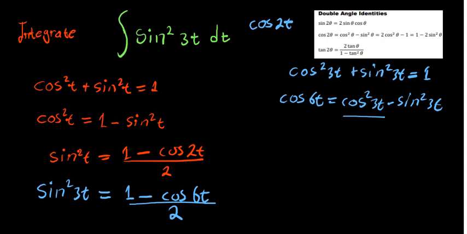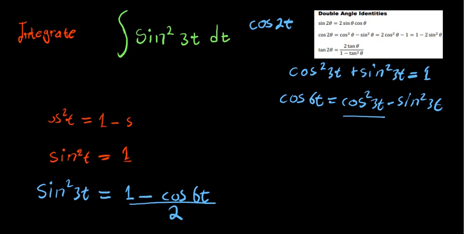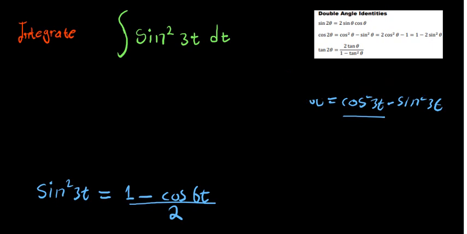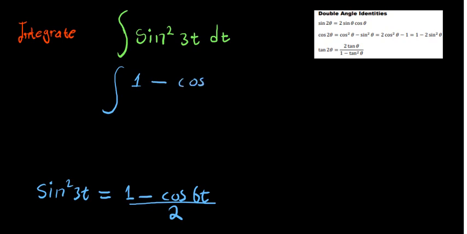Okay, and that is basically what we want to use. That makes integrating what we have there interesting and very easy to go with. So all we are going to say is that instead of having this, we're going to substitute this with 1 over 1 minus cos 6t divided by 2 dt there.